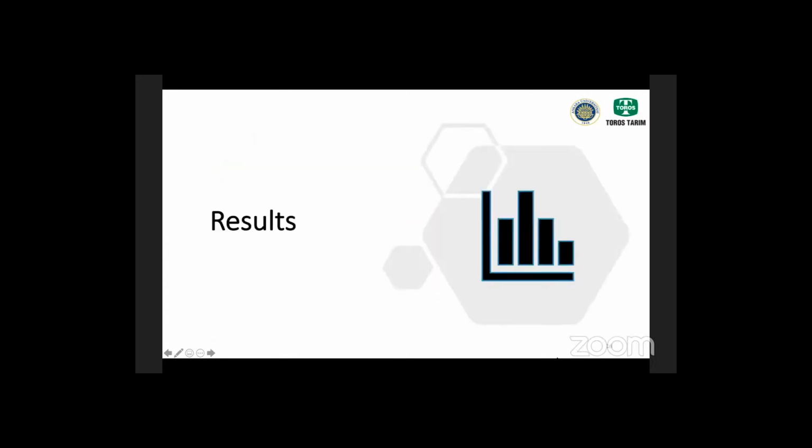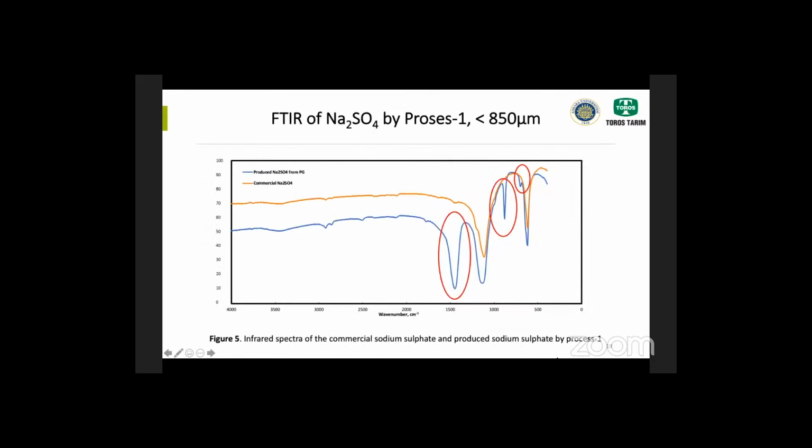The outputs obtained as a result of the production process, we analyze and characterize with instrument devices such as ICP, FTIR, and XRD. In this slide, we are seeing FTIR results of commercial sodium sulfate and our process 1 product. The PG used is smaller than 850 micrometers. The 2 chemical peaks are almost identical, and the peaks from impurities were marked.